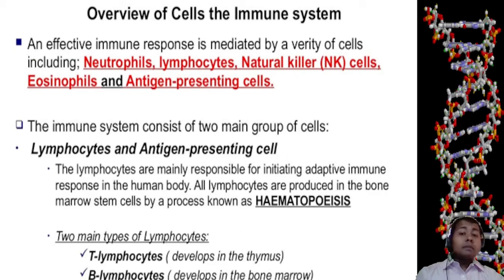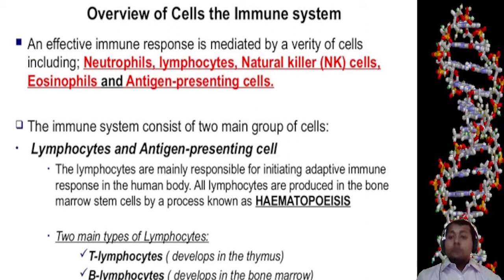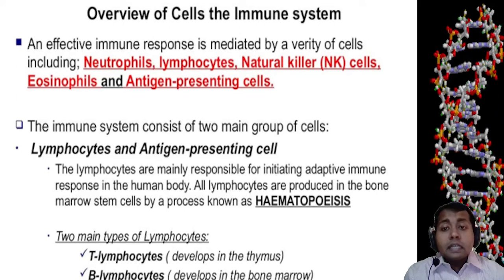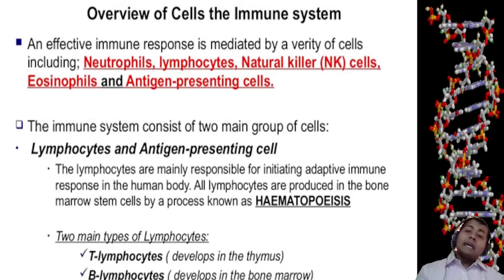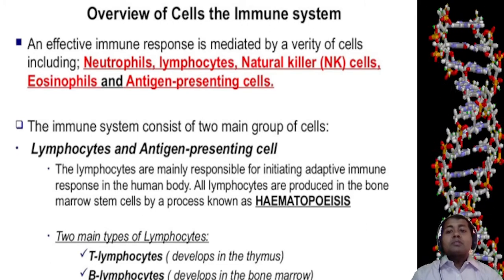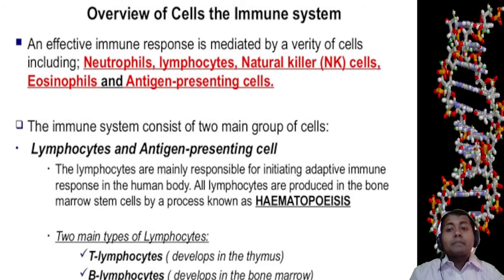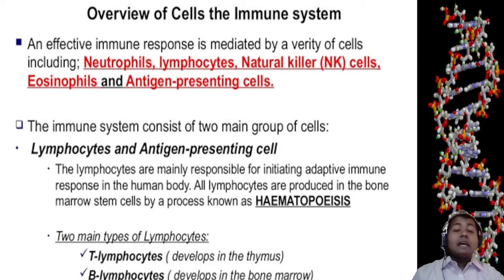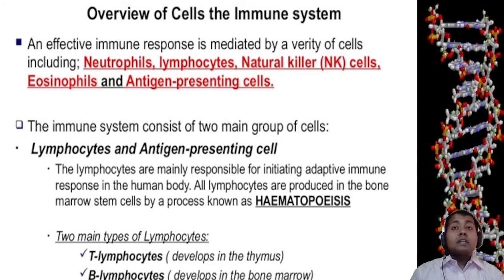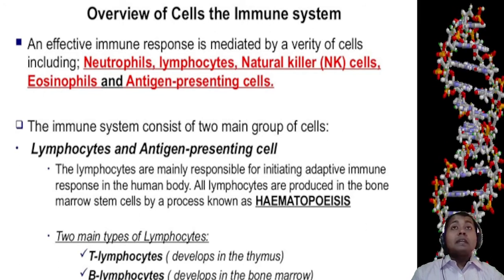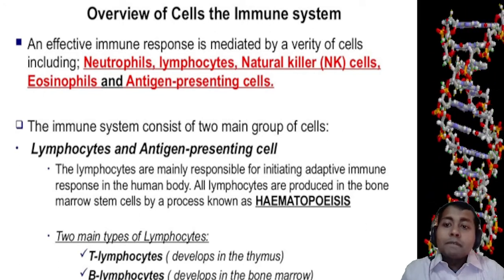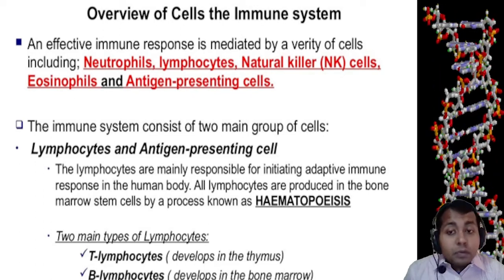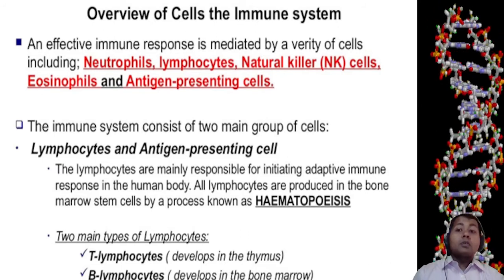Now, a large number of cells are involved in the immune system. It includes the neutrophils, polymorphonuclear neutrophils, the lymphocytes, B and T lymphocytes, natural killer cells, eosinophils, and antigen presenting cells. The immune system consists of two main groups of cells: the lymphocytes, which are mainly the effector cells and provide protection by directly interacting with the antigen, and the antigen presenting cells, which are responsible for presenting the antigen and making it recognizable by the lymphocytes. The lymphocytes are mainly responsible for initiating the adaptive immune response in the human body. All lymphocytes are produced in the bone marrow by a process called hematopoiesis.